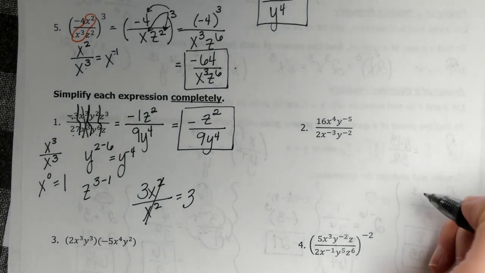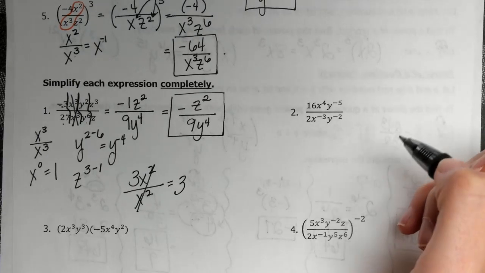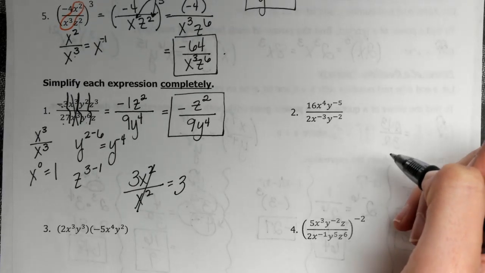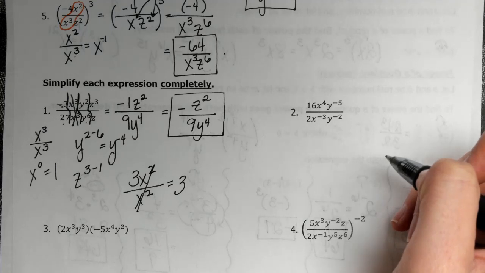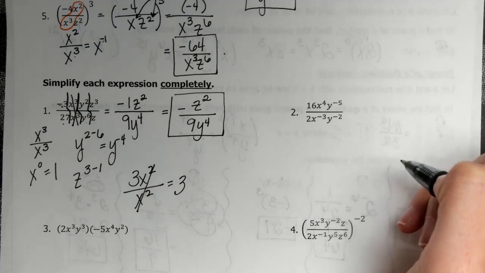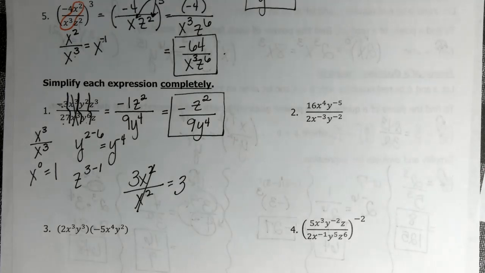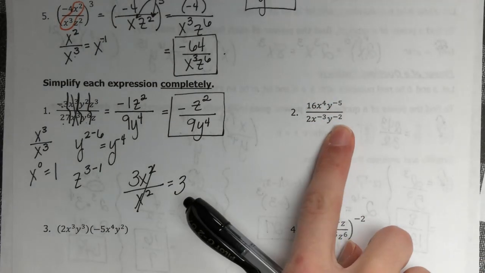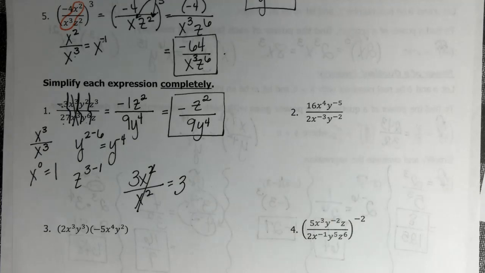Alright, example 2. 16x to the 4th y to the negative 5 over 2x to the negative 3 y to the negative 2. Okay? You can do different things. I can do one way, you can do another way, and we still get the same answer. I personally like to just start simplifying. I don't move my negative exponents until the end. If you want to move your negative exponents and then simplify, you can. I just don't prefer to do that.